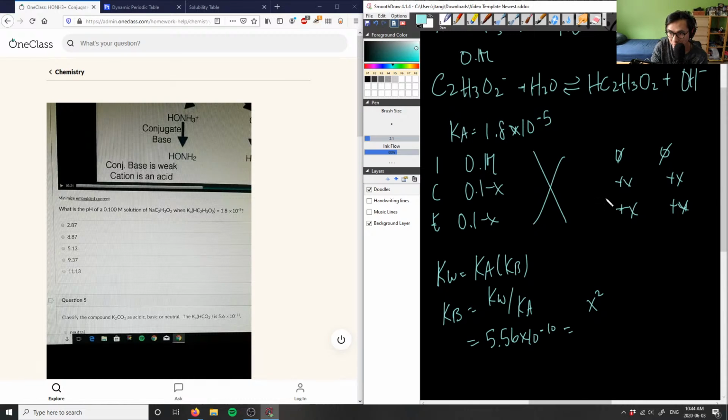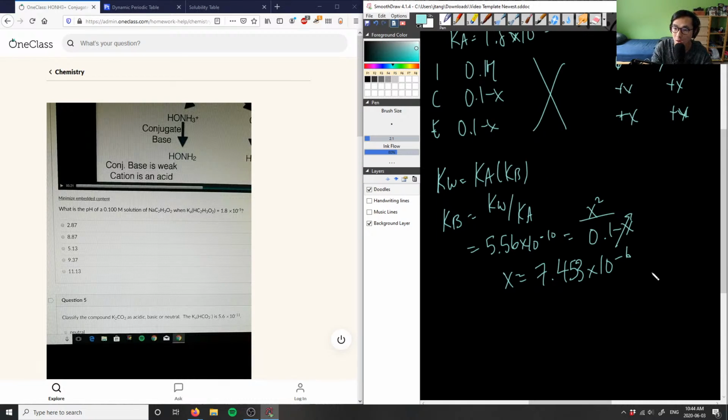So we have x squared, so these two guys here, times 0.1 minus x. I'm going to use the assumption method and cross out this negative x here. So I'm just simply going to multiply both sides by 0.1 and square root it. Which means x is going to be 7.453 times 10 to the negative 6.